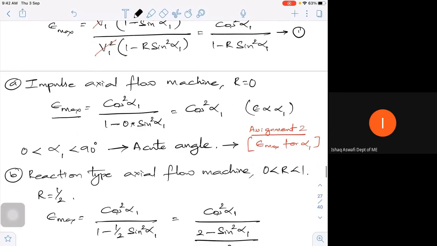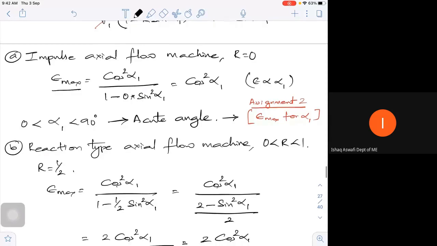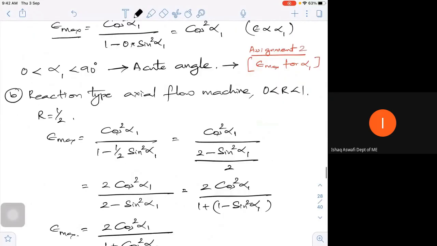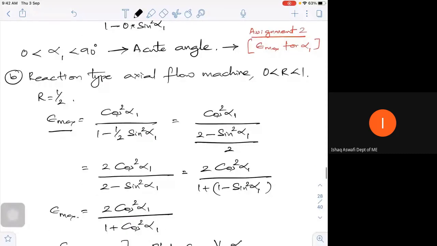Now, see, as I told you, the degree of reaction is a number from 0 to 1. So what will happen if it is 0.5 or half? I will take equation 1 and substitute R is equal to half. Then your epsilon max is equal to cos square alpha 1 divided by 1 minus half into sin square alpha. If I simplify, I will end up with this form.